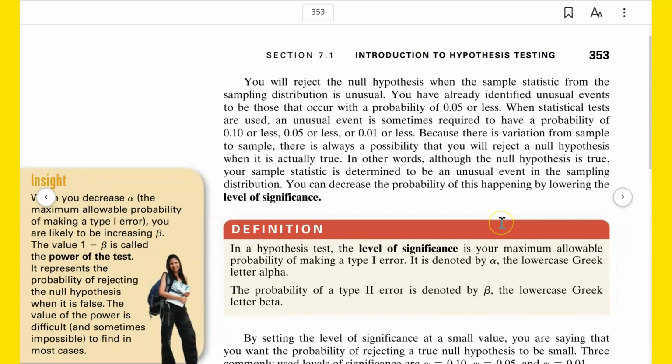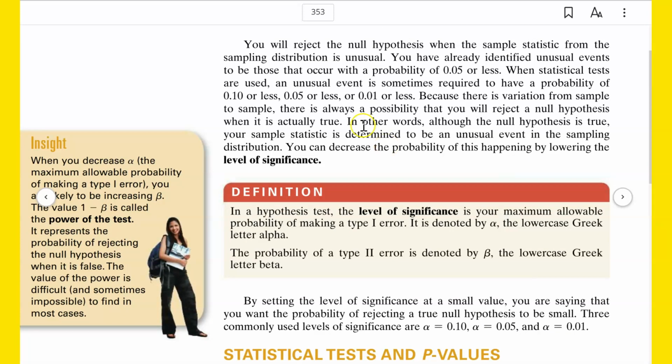You will reject the null hypothesis when the sample statistic from the sampling distribution is unusual. You have already identified unusual events to be those that occur with a probability of 0.05 or less. When statistical tests are used, an unusual event is sometimes required to have a probability of 0.1 or less, or 0.05 or less, or 0.01 or less. And it depends on the seriousness, right? The seriousness of the kinds of errors that we make.